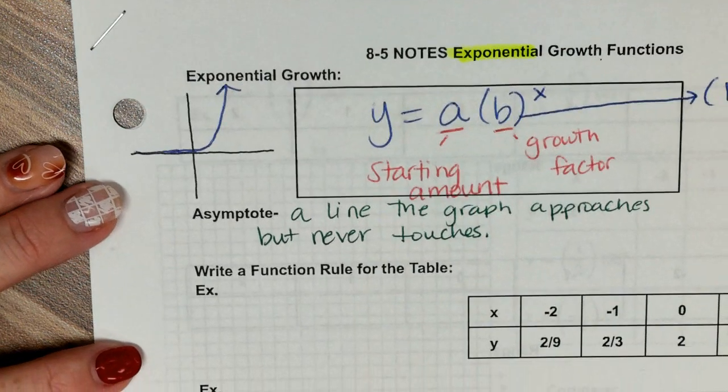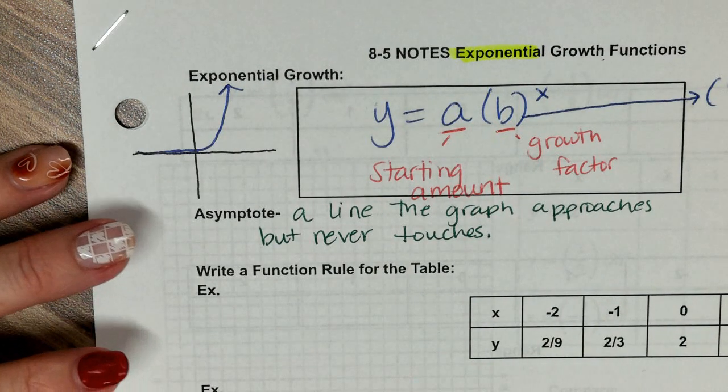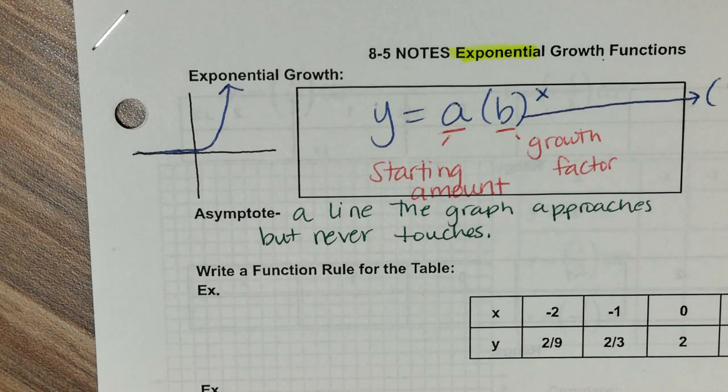Now in Algebra 1, the asymptote is almost always the x-axis, which is y equals 0. But once you get to Algebra 2 and upper level maths, it'll be a different type of asymptote. It can be anywhere. But for our exponential functions, the asymptote is almost always y equals 0, which is the x-axis. So what's an asymptote? A line that it approaches but never touches. It'll look like it's touching it, but it never does touch it.